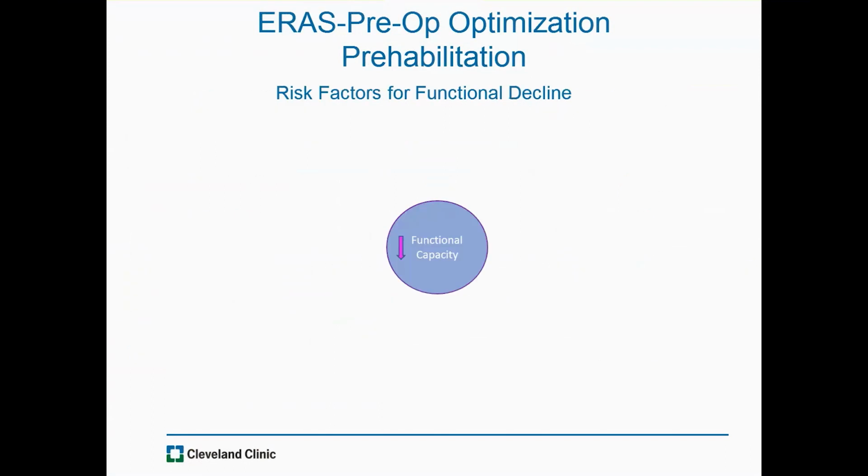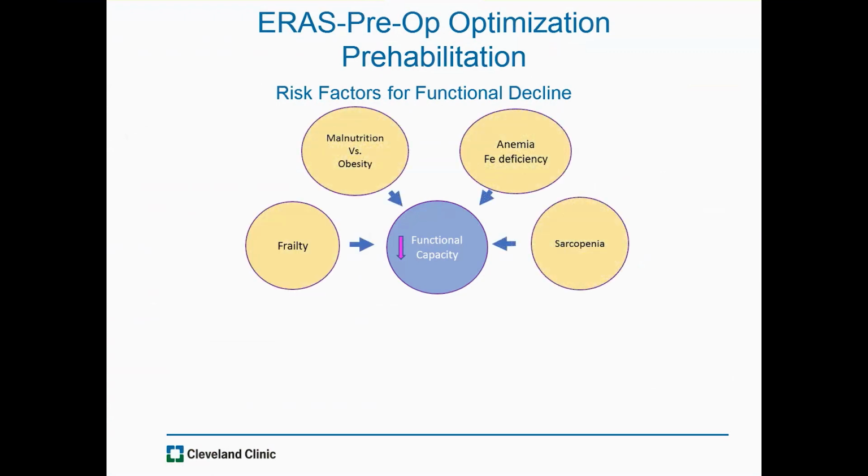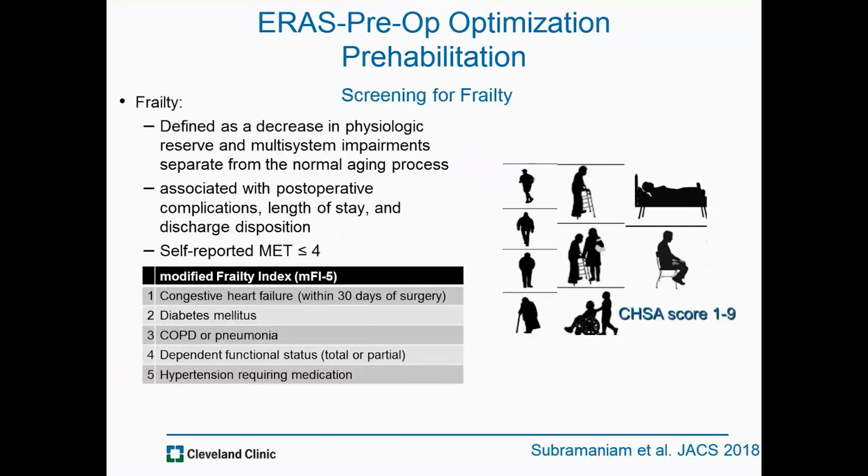So what are the risk factors that really influence the patient's functional capacity? There's frailty, malnutrition, anemia, sarcopenia, neoadjuvant chemoradiotherapy, and psychologic conditions that all play a role in the functional capacity of the patient. Frailty is defined as a decreased physiologic reserve and multi-system impairment separate from the normal aging process, meaning not every old person is frail, and patients who are young can also be frail.